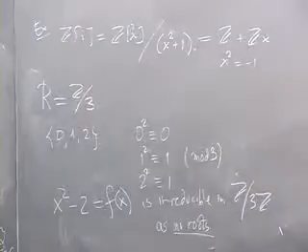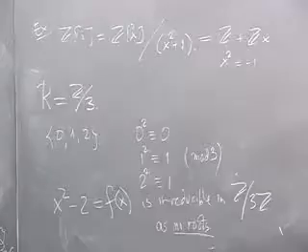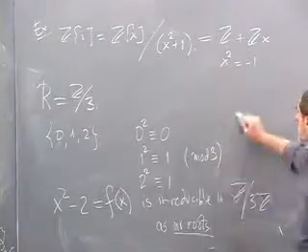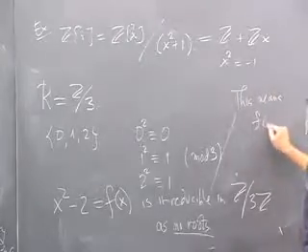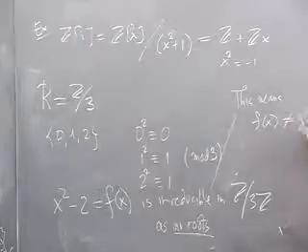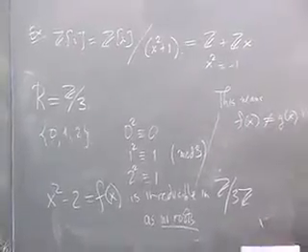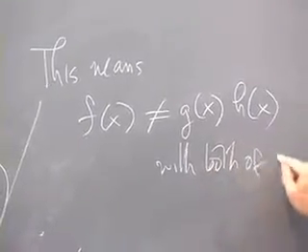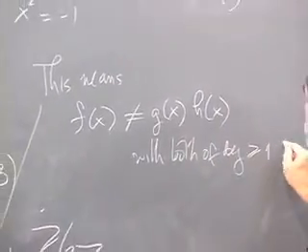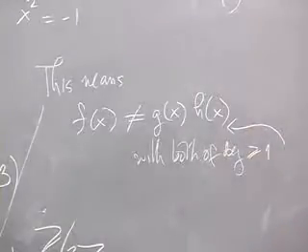Irreducible has got to mean not a product of 2 smaller polynomials, the same way that a number is prime if it's not a product of 2 smaller numbers. So irreducible, I'm sorry, this means f of x is not equal to g of x times h of x with both of degree bigger than or equal to 1. Both g and h. That's what I mean by an irreducible polynomial. It doesn't factor into the product of smaller polynomials.